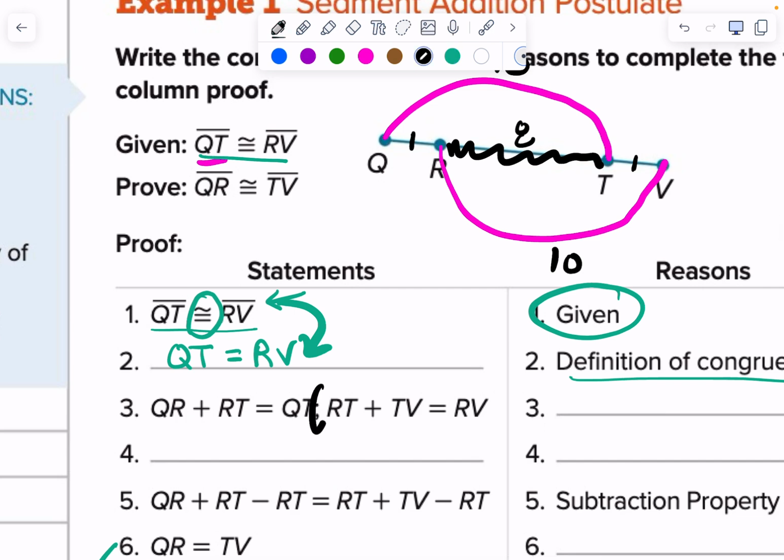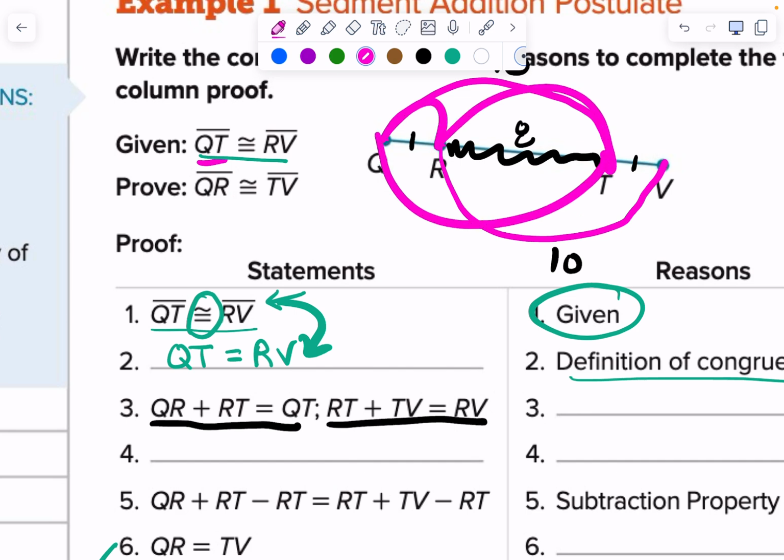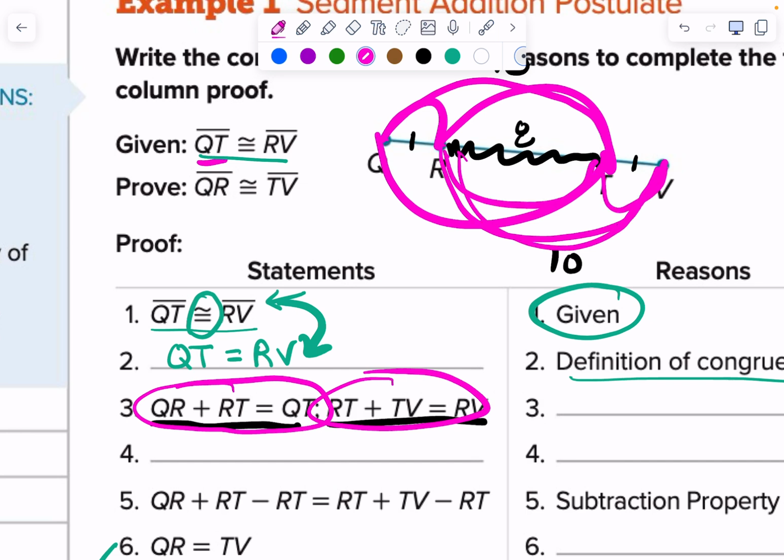Do you see the semicolon right here? That means I have 2 things, and those are both meaning the same thing for my reason, all right? So they say that QR plus RT is equal to QT. Do you see that? That's this part right here. QR plus RT equals QT. And they also say that RT plus TV equals RV.